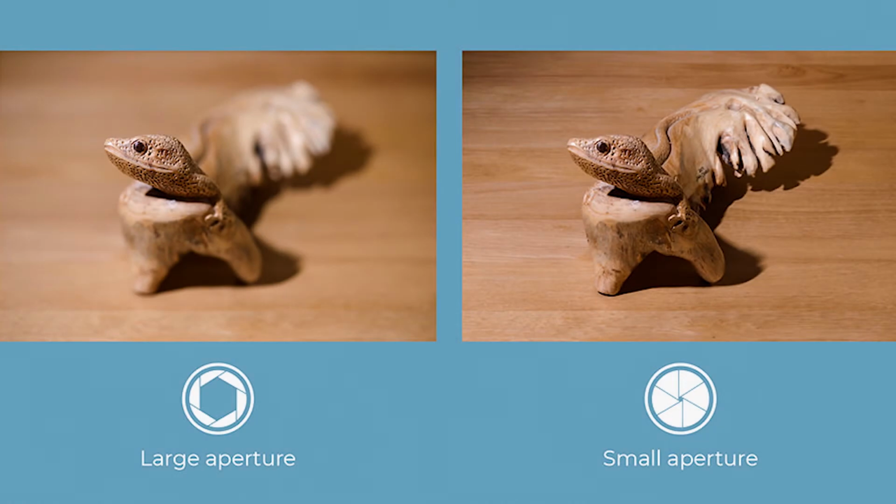As you can see, the photograph on the left only has the head of the lizard appearing in focus and sharp, with both foreground and background transitioning into blur, whereas the photo on the right has everything from front to back appearing sharp.